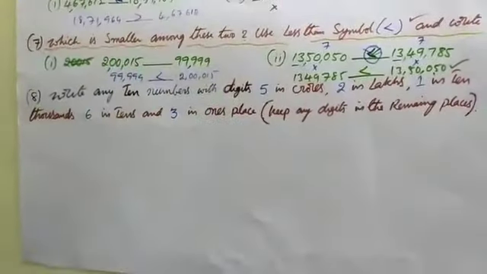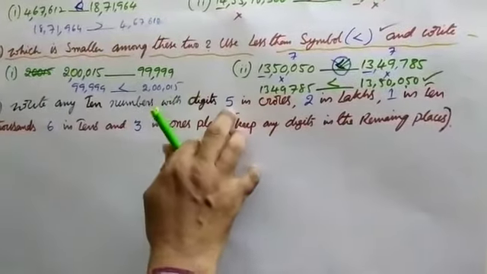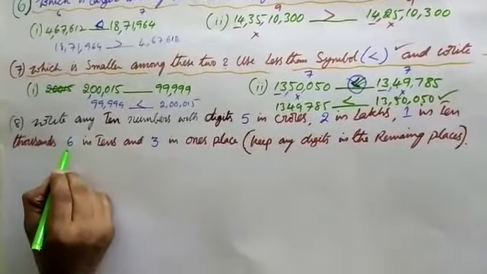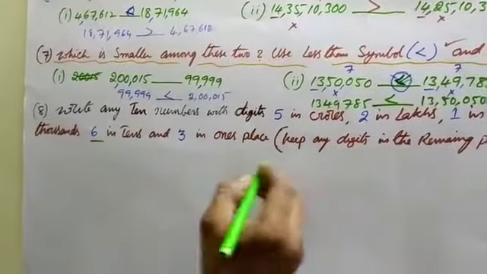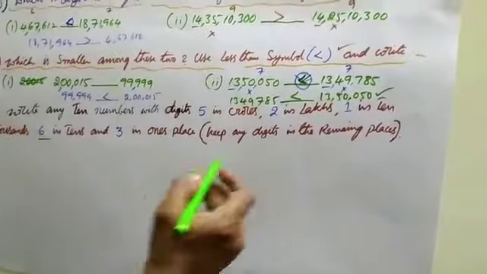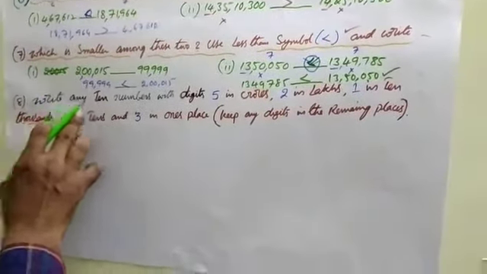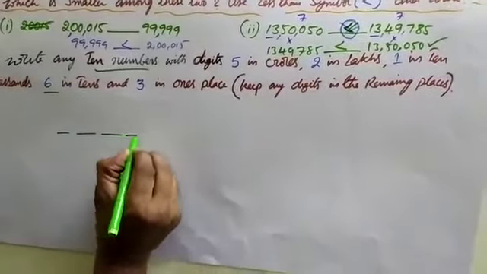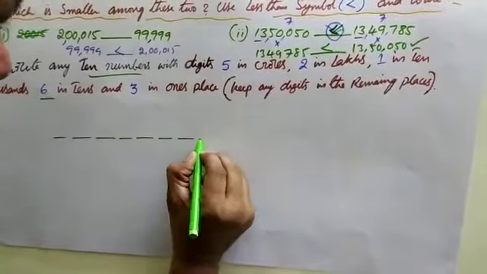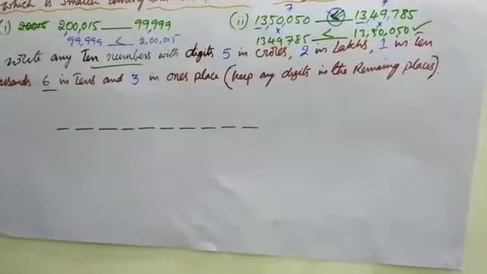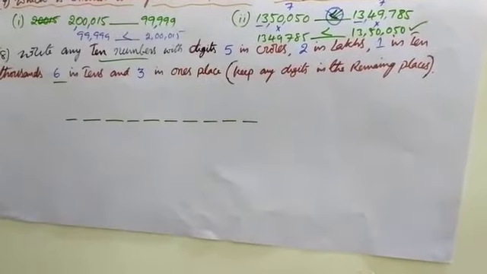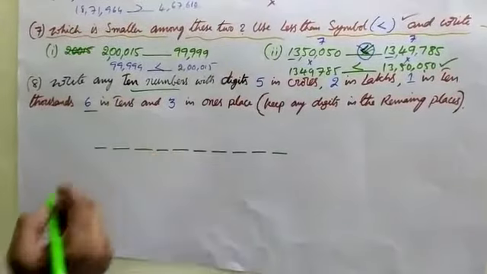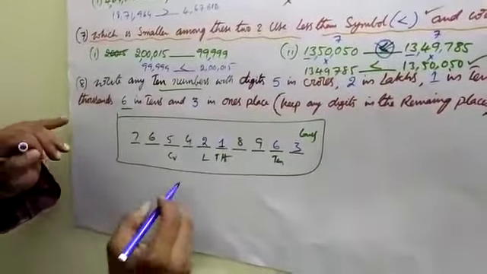Go to 8th Roman. Write any 10 numbers with the digit 5 in crores, 2 in lakhs, 1 in 10,000, 6 in tens, and 3 in ones. Keep any digits in the remaining places. Like what is the number? 10 numbers. First of all, you would draw 1, 2, 3, 4, 5, 6, 7, 8, 9, 10. Therefore, 5 in crores. See, this is the wrong way.